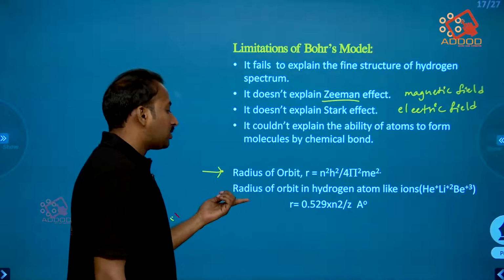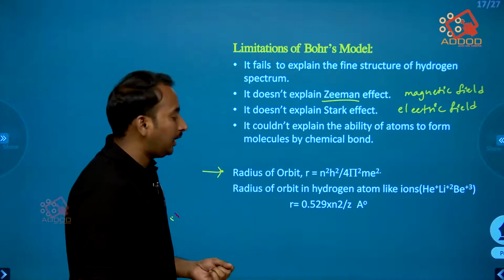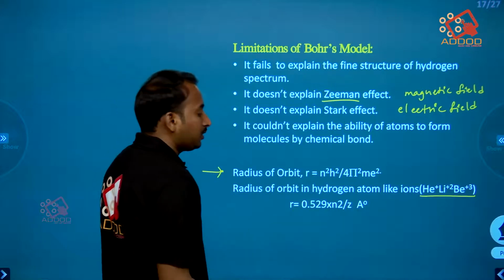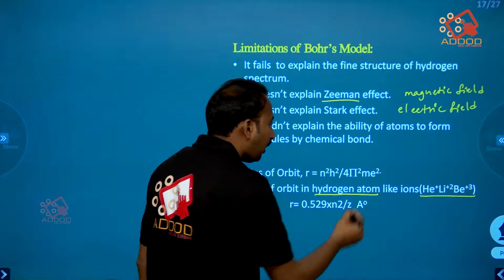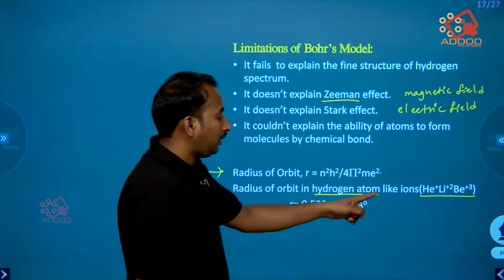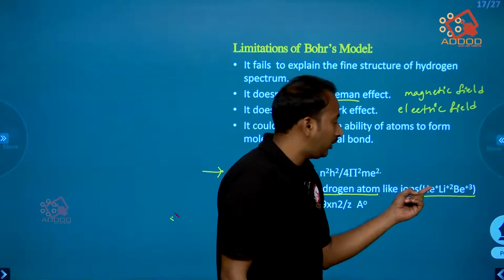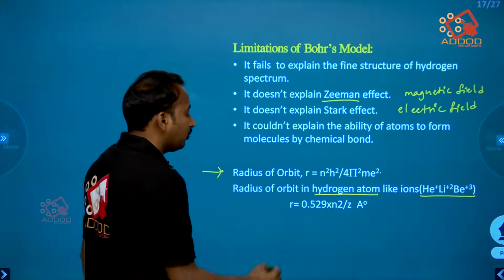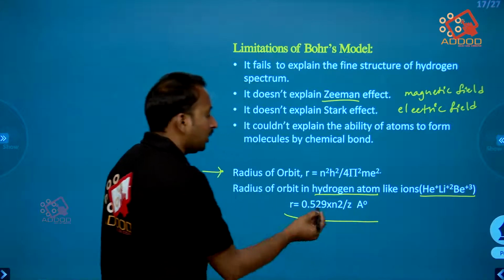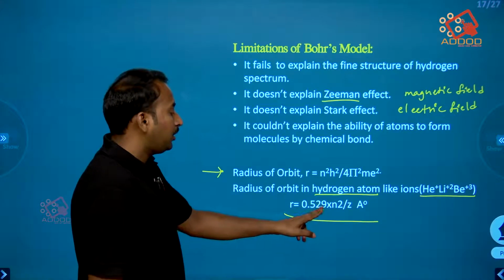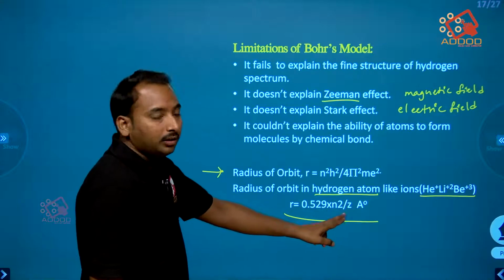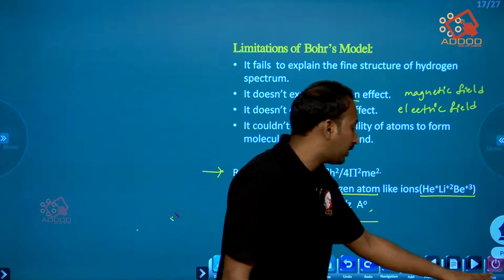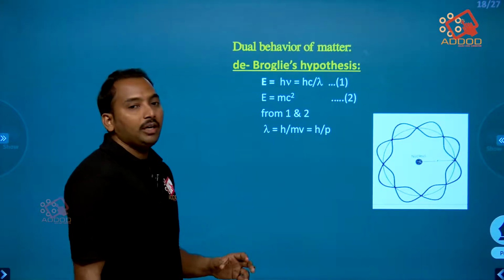Next, the radius of the orbit in the hydrogen atom, like helium plus, lithium plus 2, beryllium plus 3. The hydrogen atom has 1 electron, and helium plus means 1 electron, lithium plus 2 is 1 electron, and beryllium plus 3 is 1 electron. So we can calculate the r value. r is equal to 0.529 into n square by Z, in angstroms. So this is the radius of the orbit.